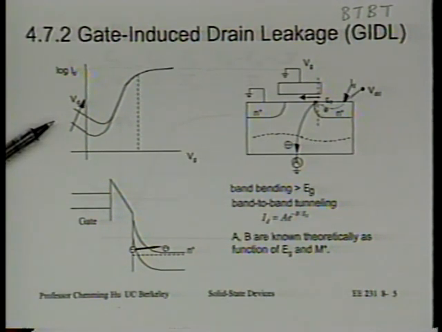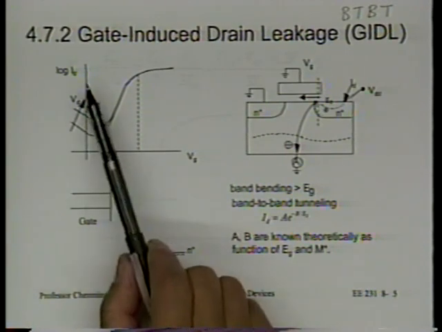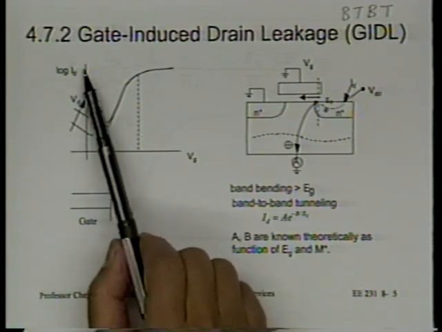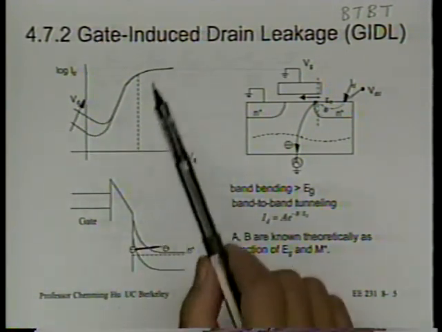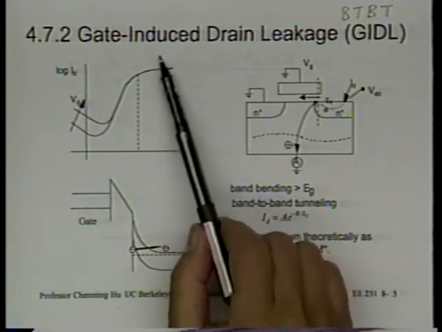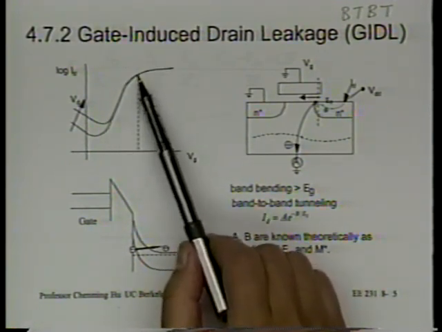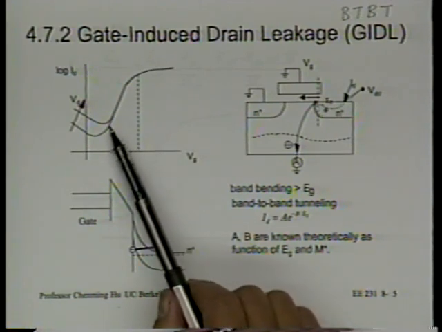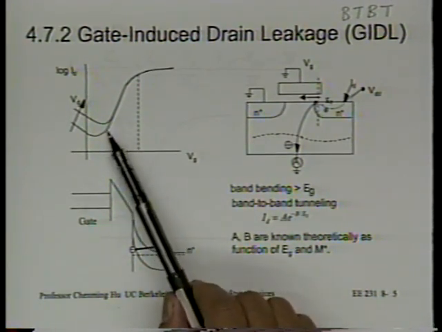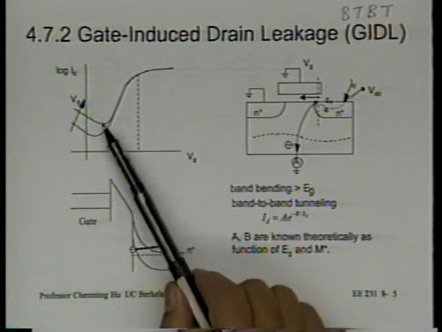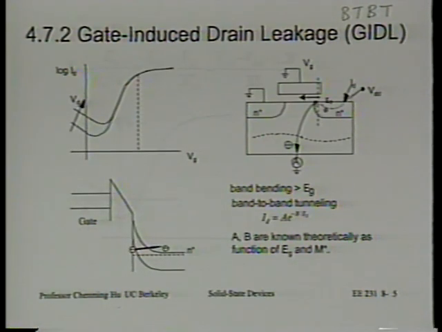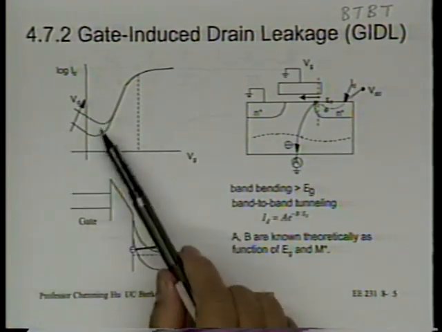So for this leakage mechanism, it's called gate-induced drain leakage, GIDL. We see this in the same plot, log ID versus VG. This is the inversion region, this is the subthreshold region. So we do see current decrease with decreasing VG. But at some point, the current starts rising again. Now this, of course, is a problem if we cannot understand or control this.